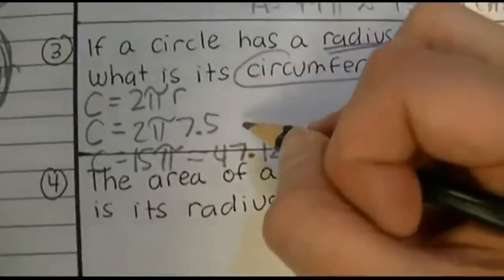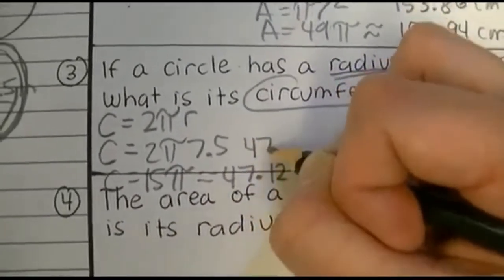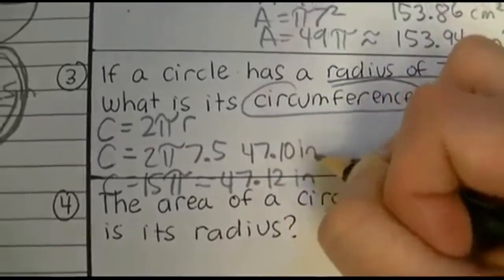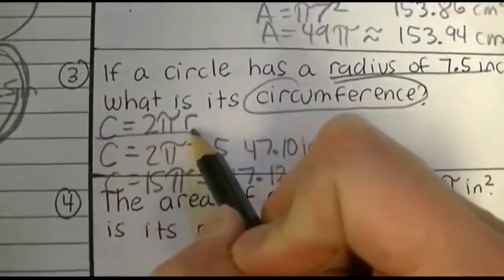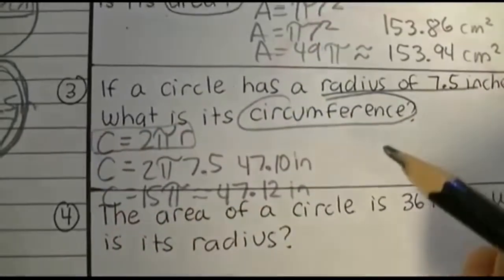It's not squared because it's the circumference, okay? Or if you use 3.14, you'd have gotten 47.10 inches. Okay, so that's one of the formulas that you can use to find the circumference.